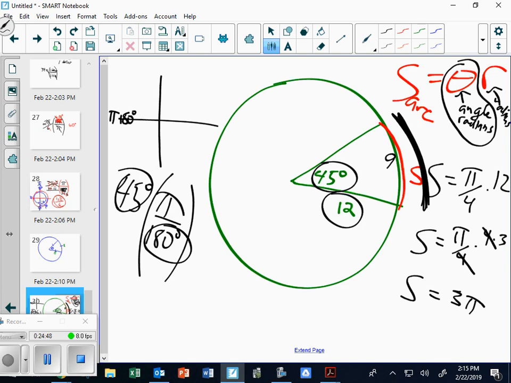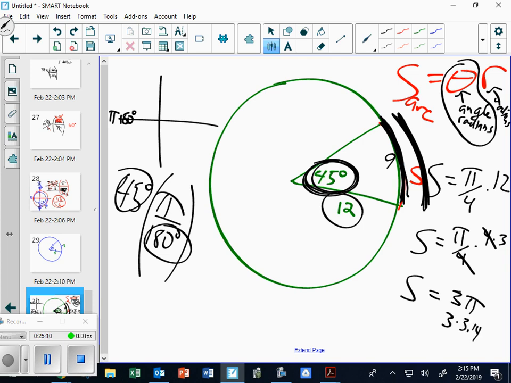How is a 45-degree angle 3 pi? Okay, I didn't say that this angle was 3 pi. I said that this distance was 3 pi. So it's a different value. This right here is 3 pi, which is about 3 times 3.14.